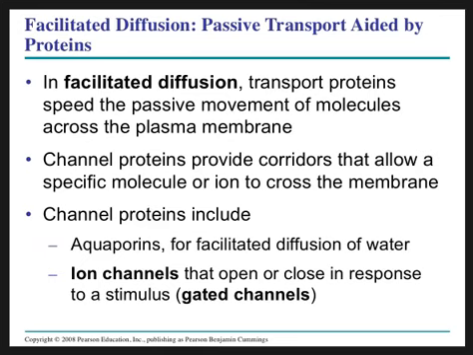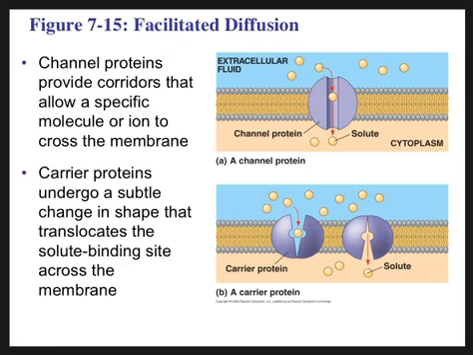Ion channels in the membrane are another great example of this. Ion channels can be gated, meaning that they'll open and close in response to a specific signal or stimulus, and they'll move specific ions from one side to the other. Still facilitated diffusion, still passive, meaning I'm not spending any ATP. So the upper image here is a channel protein that is not gated. The lower one is a gated or a carrier protein.